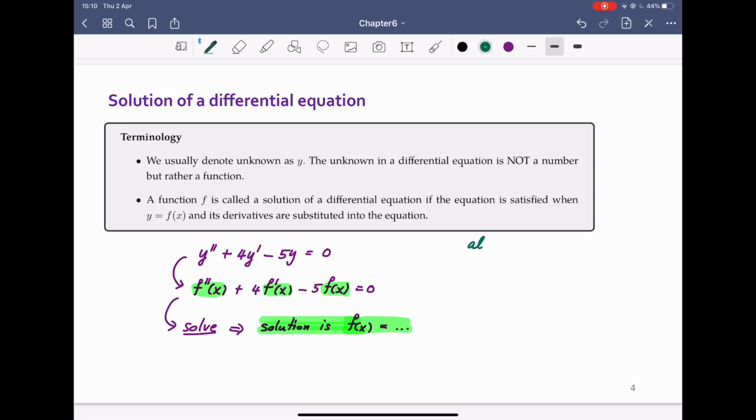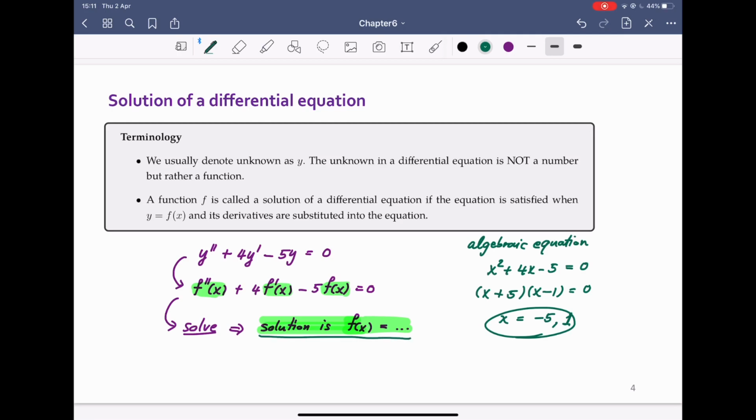When you have an algebraic equation, this is the one that you learned before. In real numbers, let's say that you have x squared plus 4x minus 5 equal to 0. You can solve this algebraic equation by saying that this is (x plus 5) times (x minus 1), and then you're going to have x equal to negative 5 and 1. You can see that the solutions for an algebraic equation are numbers, not functions. But when you solve a differential equation, the solution is going to be functions.